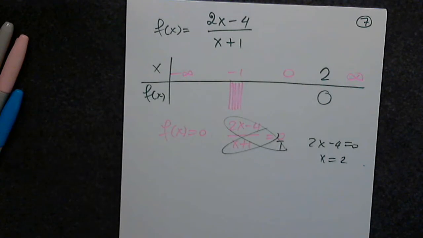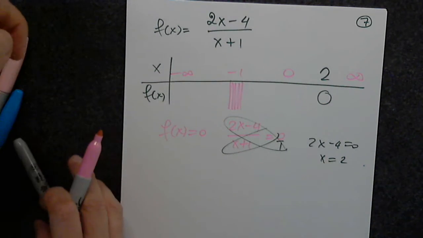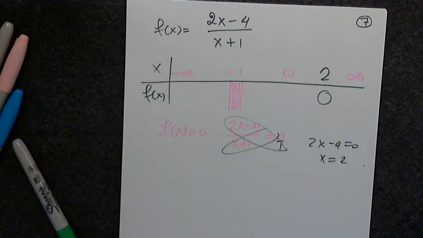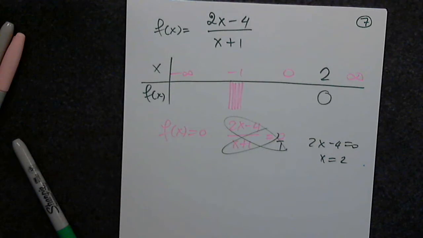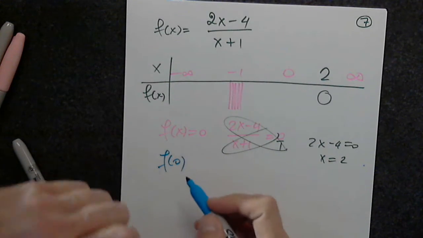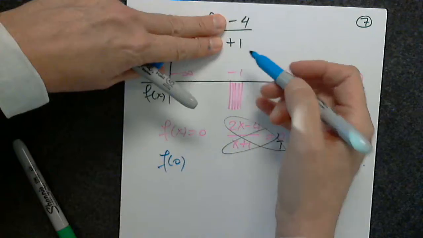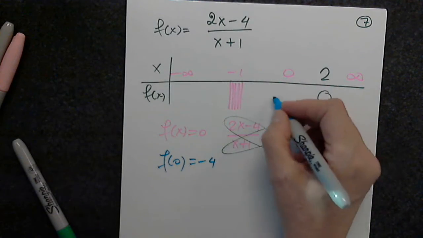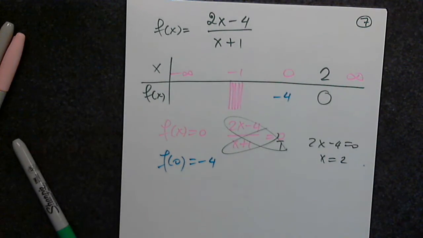The y-intercept, please. The y-intercept. How do we determine the y-intercept? We replace x by 0. Very good. So then f of 0 is? Yes. -4 over 1. Very good. -4. Good. So that is done.